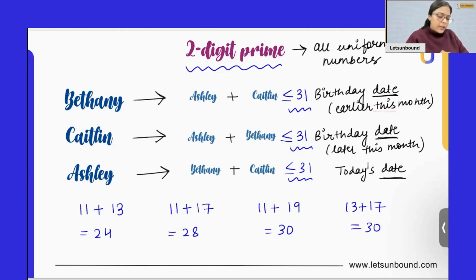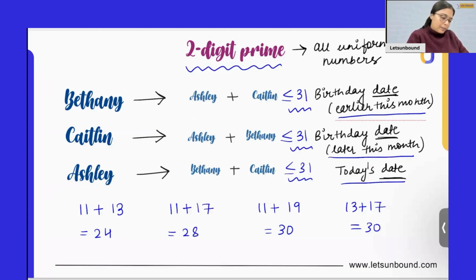Now, can you pick which one we should select for labeling Ashley's, Caitlin's, and Bethany's uniform numbers? Don't forget, they have given us some information: the birthday for Bethany is earlier this month, for Caitlin it is later this month, and Ashley says it's today's date. So today's date should be somewhere in between the birthday dates of Bethany and Caitlin.